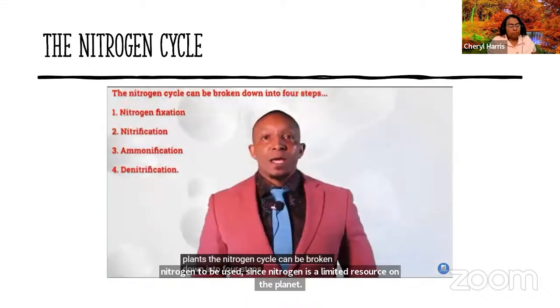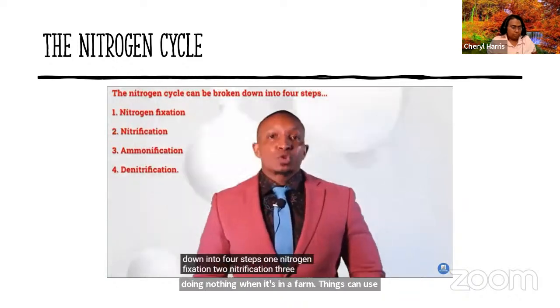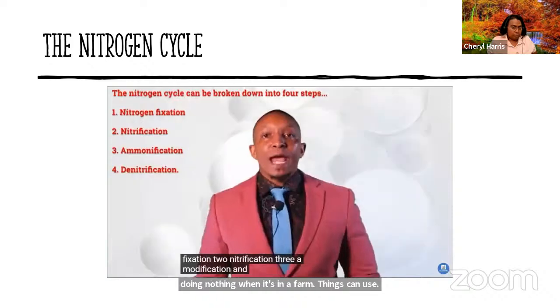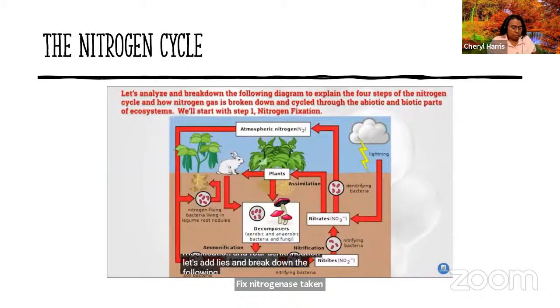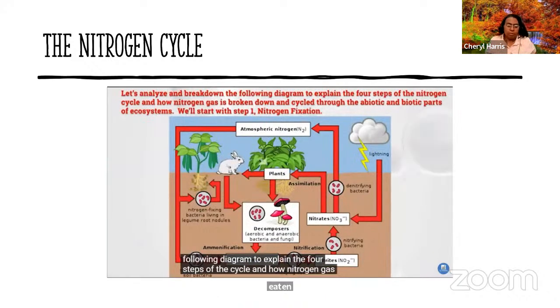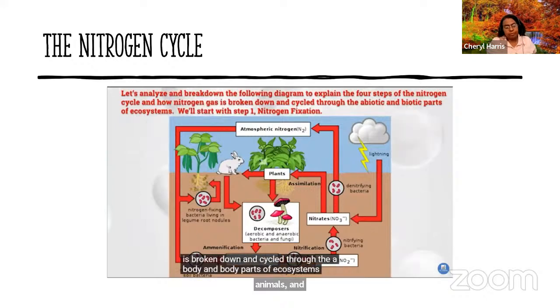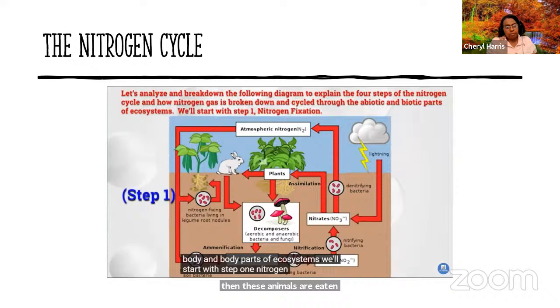The nitrogen cycle can be broken down into 4 steps. 1. Nitrogen fixation. 2. Nitrification. 3. Ammonification. And 4. Denitrification. Let's analyze and break down the following diagram to explain the 4 steps of the cycle and how nitrogen gas is broken down and cycled through the abiotic and biotic parts of ecosystems. We'll start with step 1, nitrogen fixation.